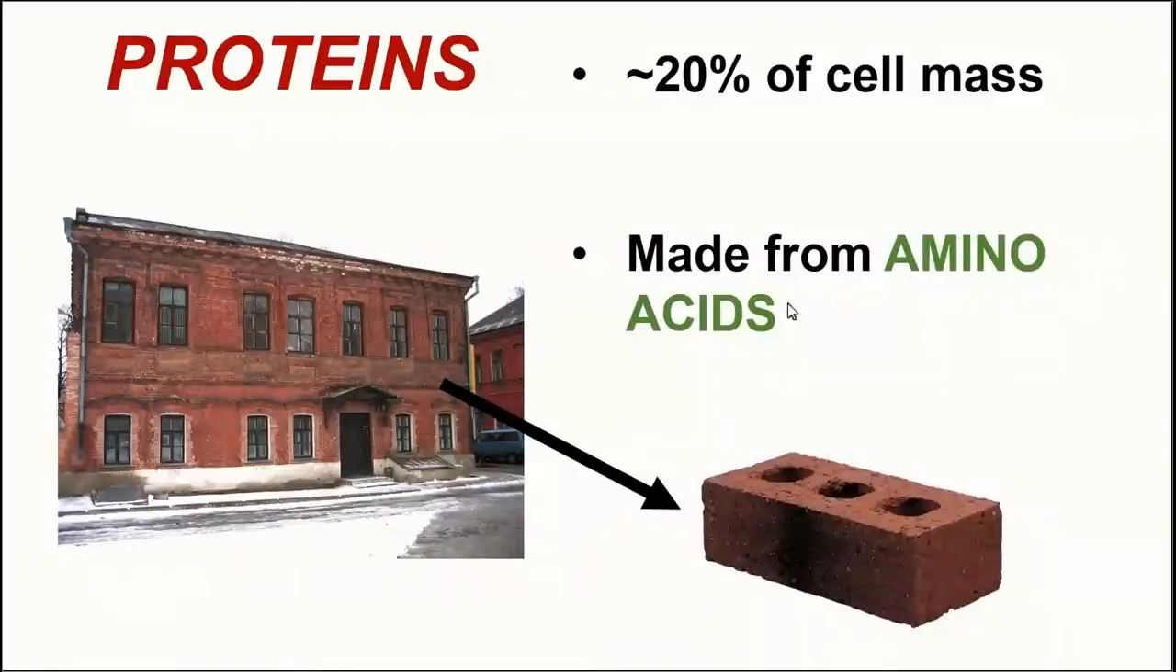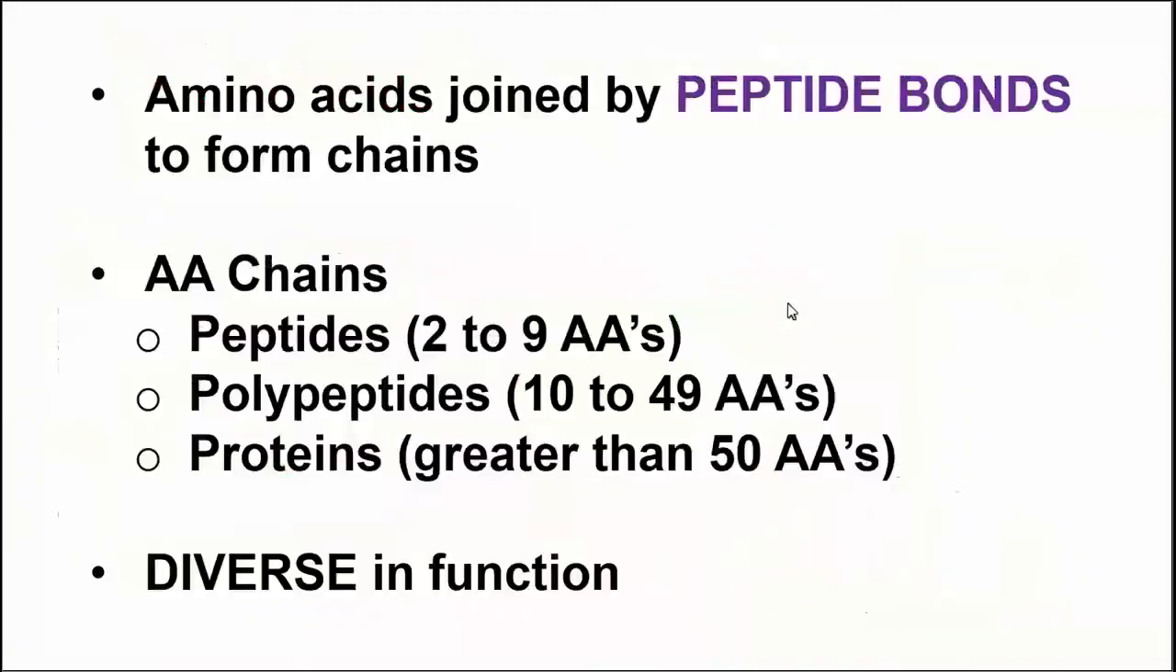These amino acids can be configured in many different ways. Even proteins with the same types of amino acids can have those amino acids chained together in different ways, which gives different properties to that protein. So proteins are made out of amino acid chains. These amino acids are joined by what are called peptide bonds in order to form chains. And it turns out that the length of this chain determines the name that we give that structure.